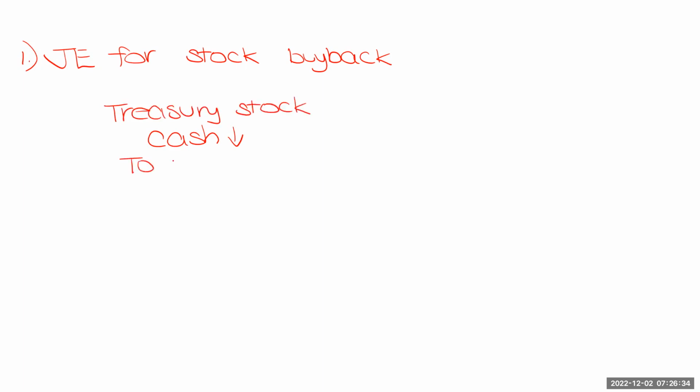All right, so that first one, the buyback. Okay, so your journal entry for a stock buyback. So we have to give cash. We're giving up cash, so cash will go down, and we're getting what is called treasury stock. Treasury stock to record company shares repurchased at market price.